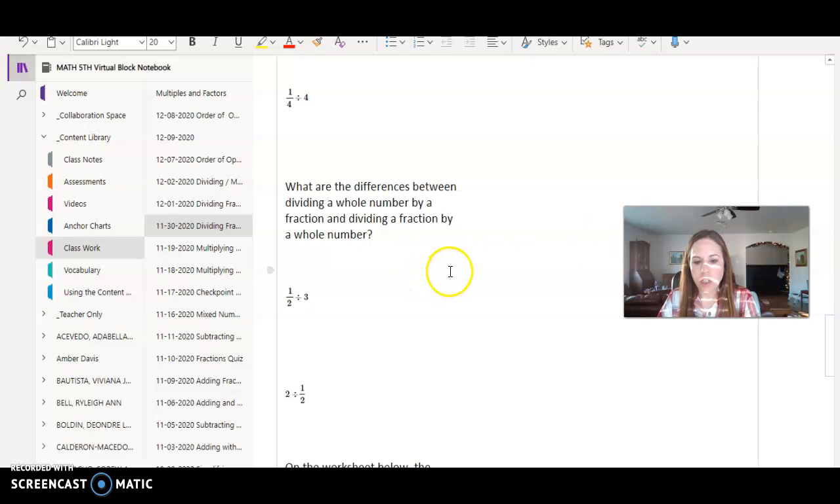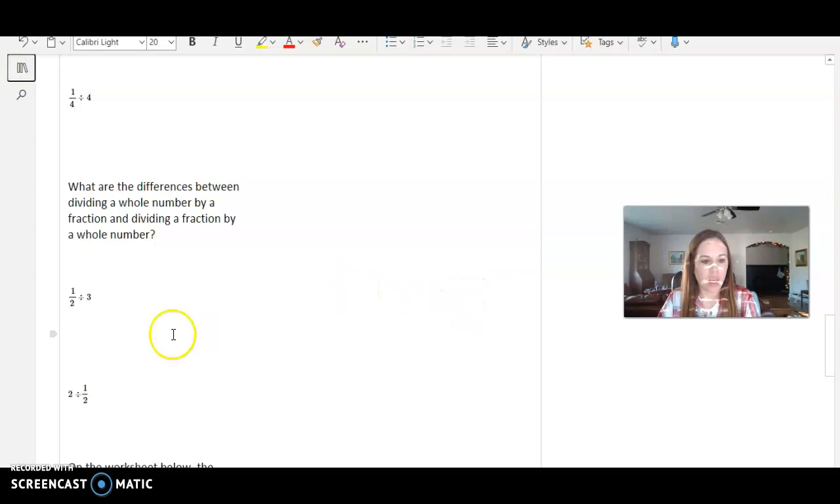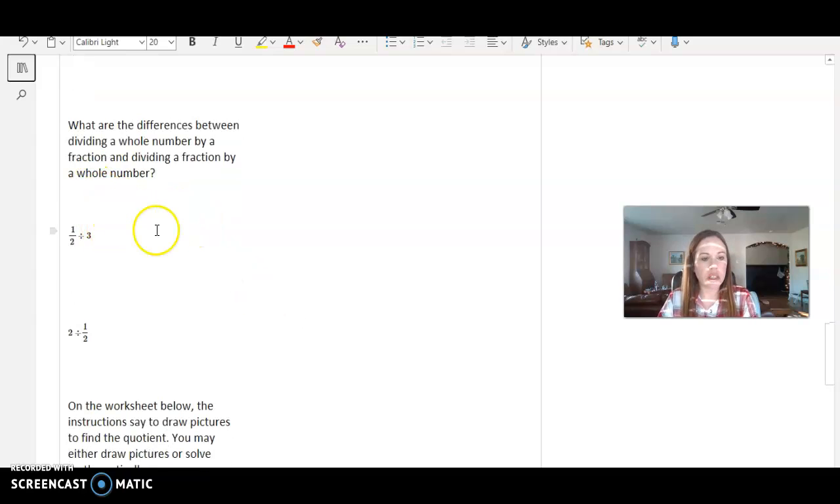So earlier we showed how to model dividing a whole number by a unit fraction. And tomorrow we will look at how to model dividing a unit fraction by a whole number. Just wanted to let you know that we will be taking a look at that tomorrow. But first, let's do a couple more examples of dividing our unit fractions and whole numbers.